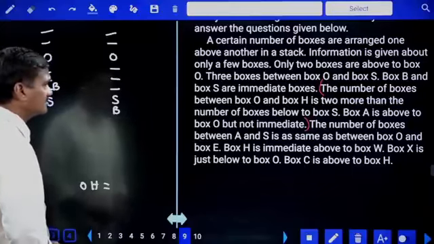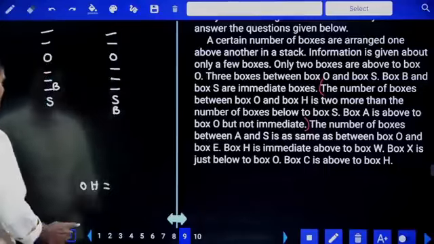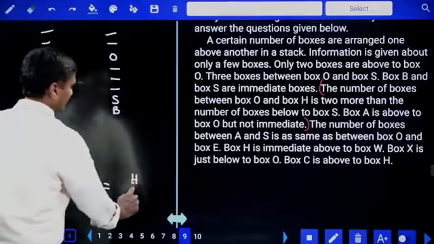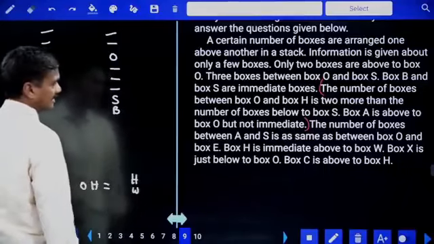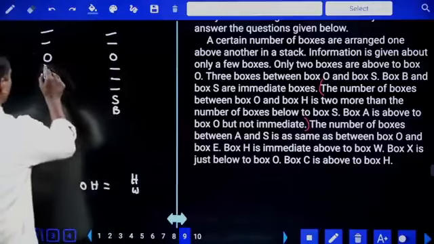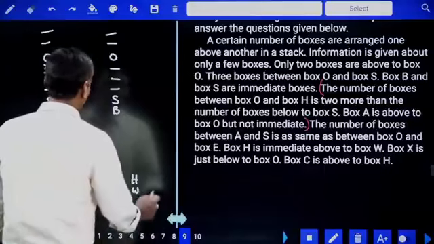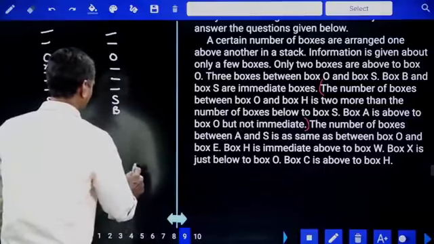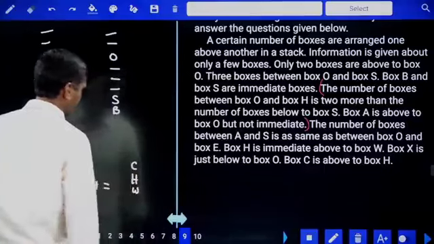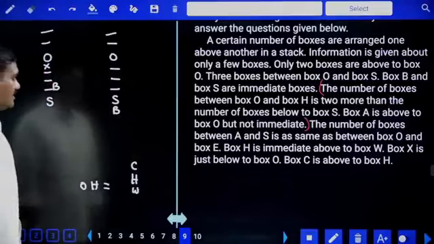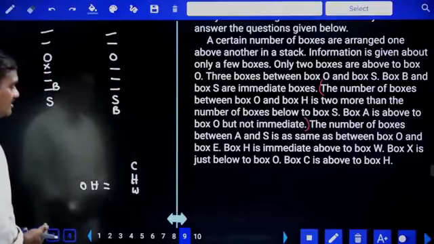And box H is immediately above W. H is immediately above W. X is just below O. And C is above box H. Now C is above what? C is above box H. Now this is the information given. According to this information, now we need to finalize this.